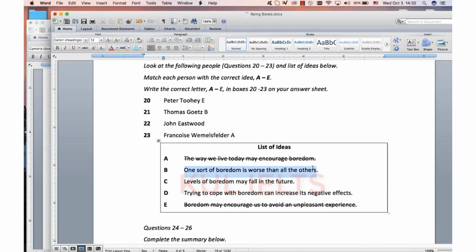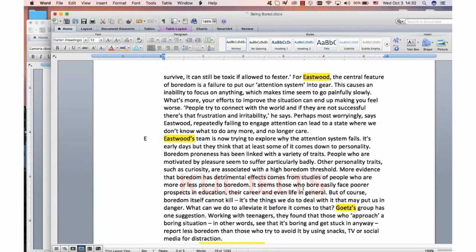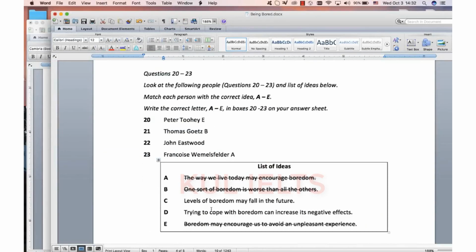So that was Goods's. And then at this stage, even if you want to guess, there's nothing about the future. We know what Eastwood said. He's saying increased negative effects. Boredom has got a lot of negative effects. I'll just show you where it is. The efforts to improve the situation can make you feel worse. So trying to address the boredom can increase the negative effects. And so just the negativity of Eastwood's paragraphs can give us that answer. And there you go. Right, I had to go quite quickly through that. But I think quite straightforward. Great, thank you.